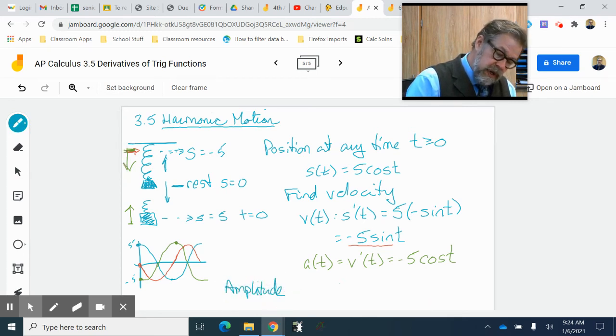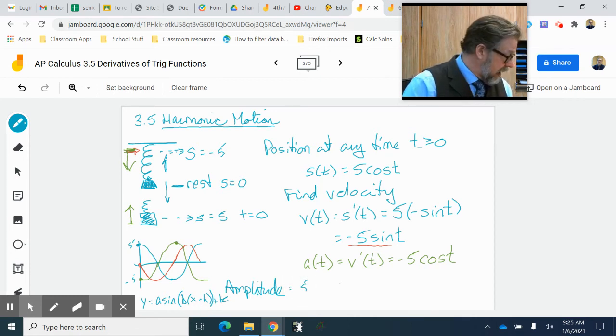if we think about the work we did in Algebra 2 about sine graphs, y equals a sine of b times (x minus h) plus k. Oops, forgot parentheses there. We have an amplitude of 5, half of the distance from the very top to the very bottom. We have a period of 2 pi in this case because there is a b value of 1 right here.